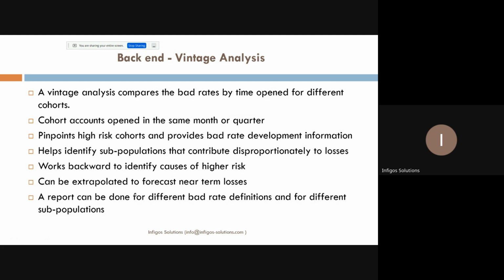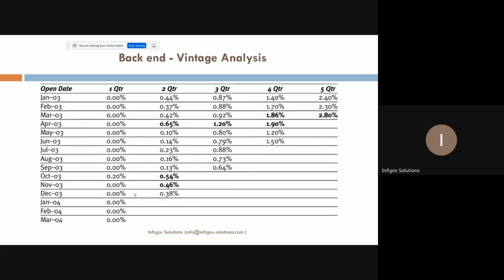So vintage analysis compares the bad rate for different cohorts which are opened in the same month or same quarter. When there's a high risk quarter, high risk cohort, you need to find out the reason why this particular cohort has been risky. If you can't figure out the reason, then probably you need to do more analysis to figure out what's wrong with the scorecard. If the scorecard is doing good classification, you should not get that kind of delinquency in the second quarter.